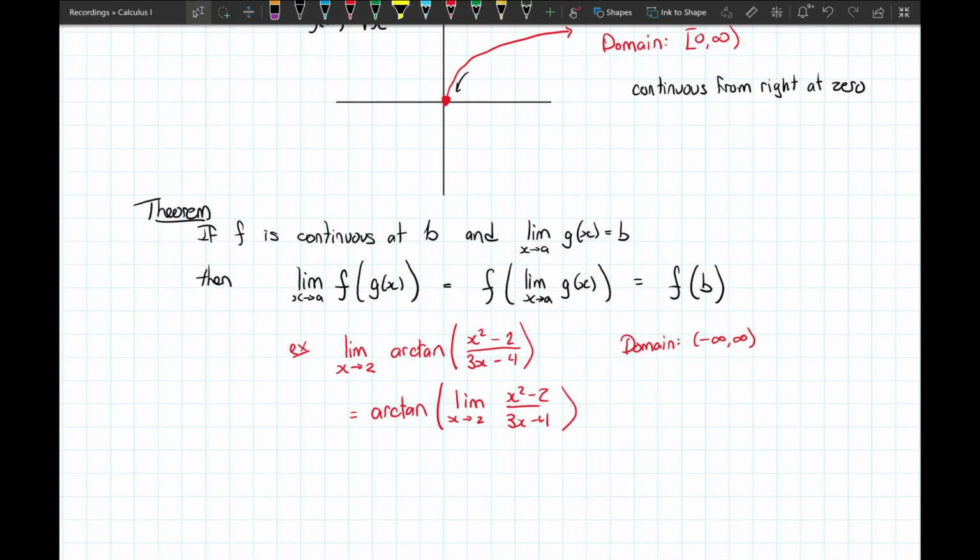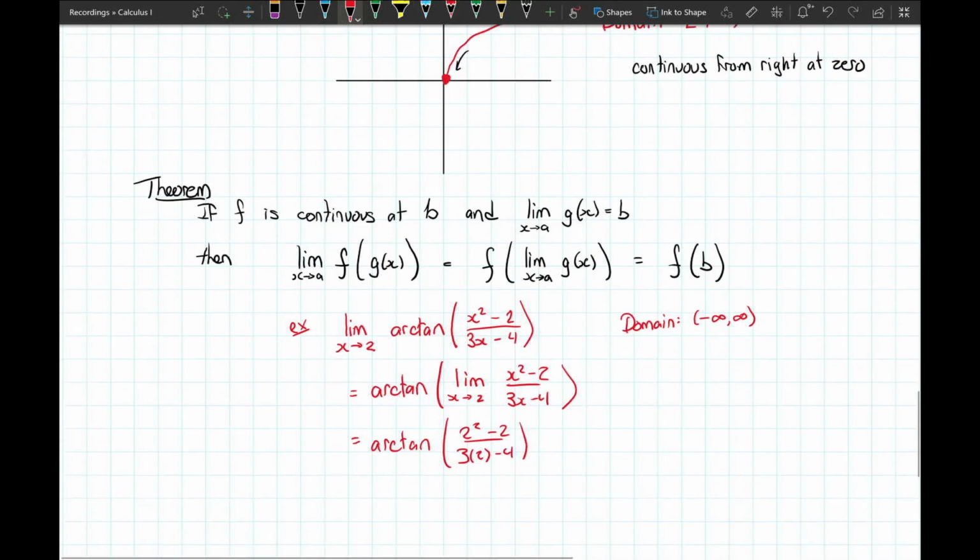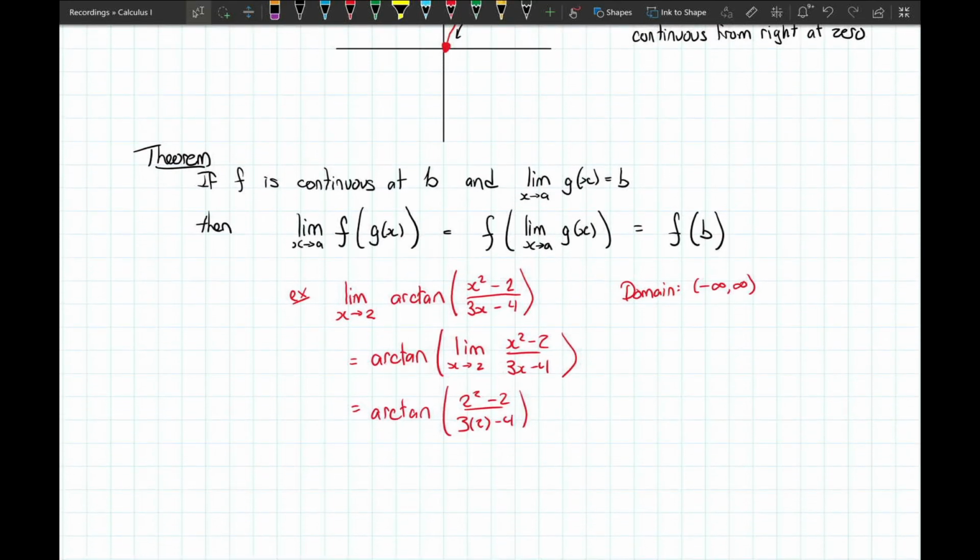And by a theorem in our previous videos, we can see that this is a rational expression and it is defined at x equals 2, so we can evaluate that limit and see what we end up getting simply by plugging 2 right in. 2 squared minus 2 over 3 times 2 minus 4. And that leaves us with 2 in the numerator, and it leaves us with 2 in the denominator, and so this is arctangent of 1.